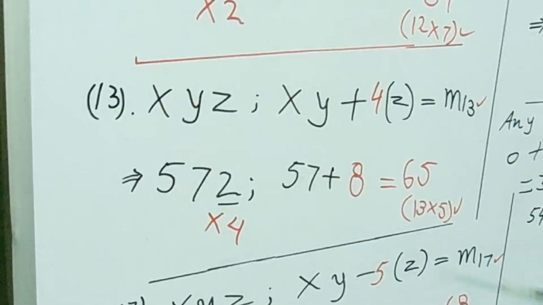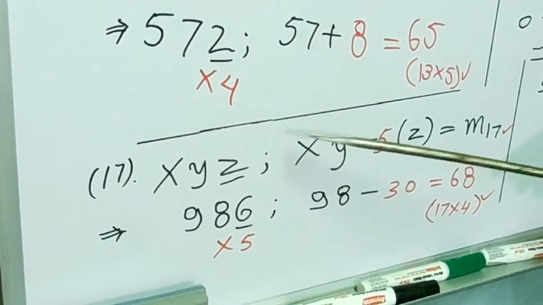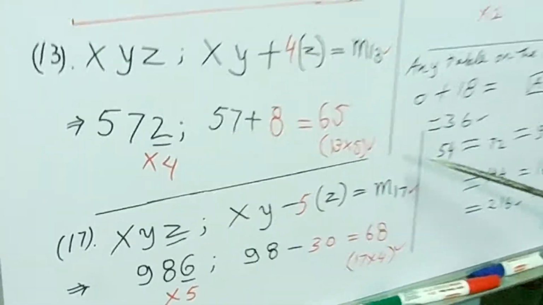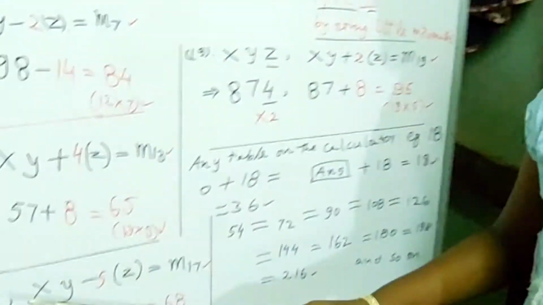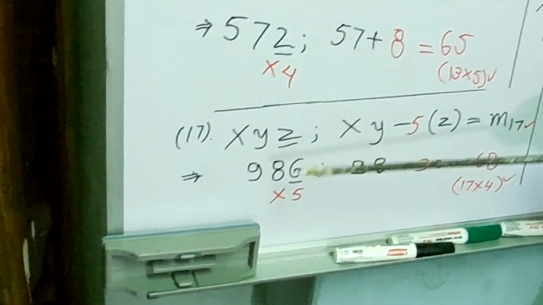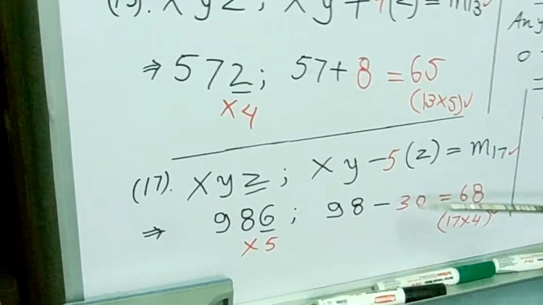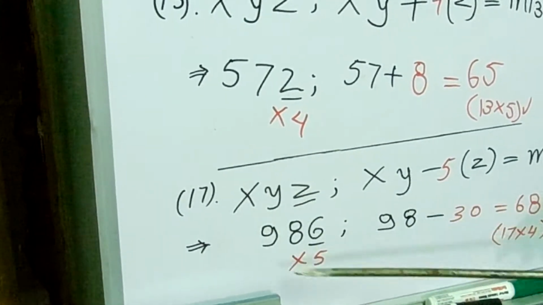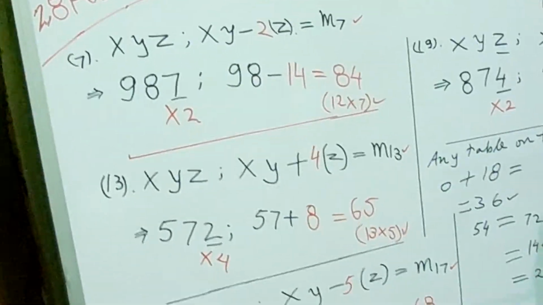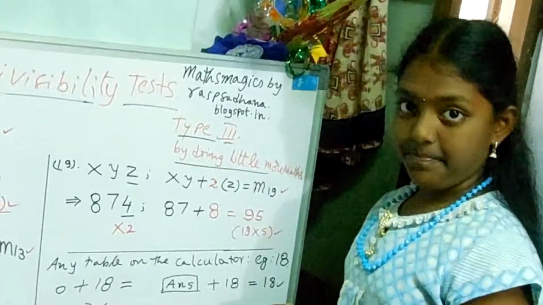Next is 17. If xyz is a number, we multiply z with 5 and subtract it from the remaining number. Then 17 can divide it by leaving remainder 0. Now, take for instance 986. 6 into 5 is equal to 30. And subtract from the remaining number, 98. 98 minus 30 is equal to 68. 68 is a multiple of 17, 4th time.